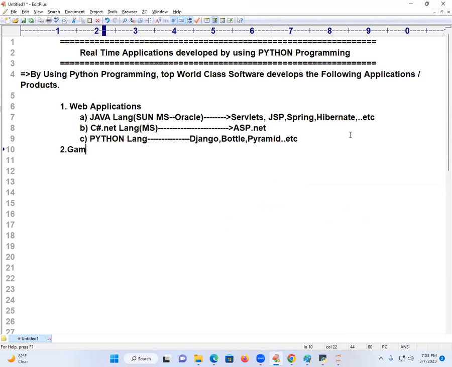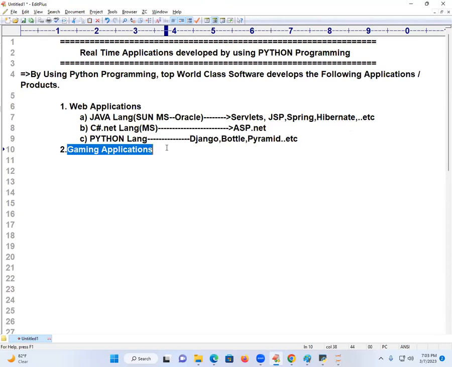Next, we are using Python very rigorously these days. Gaming applications we are using. What are we using now? Gaming applications. Listen, don't write, listen. Nowadays people are using gaming applications. Earlier, when they were developing gaming applications, they used some C language, 8086, some sort of languages. Nowadays, people are using what?